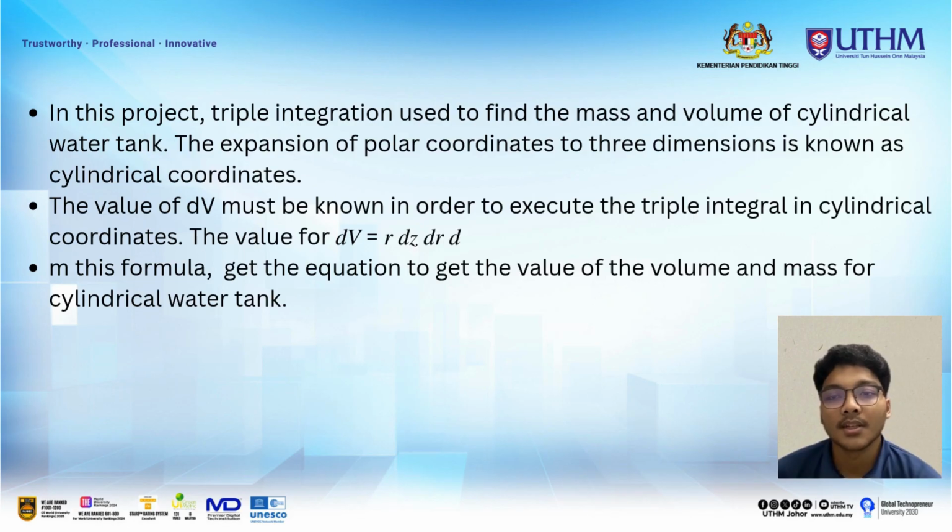To perform the triple integration in this coordinate system, we need to know the volume element. In cylindrical coordinates, the volume element is r dz dr dθ. This formula allows us to set up the triple integral correctly across the cylindrical region. Once we calculate the volume of the tank by integrating over the entire shape, we can find the mass by multiplying the volume by the density of the liquid inside, usually water in this case.